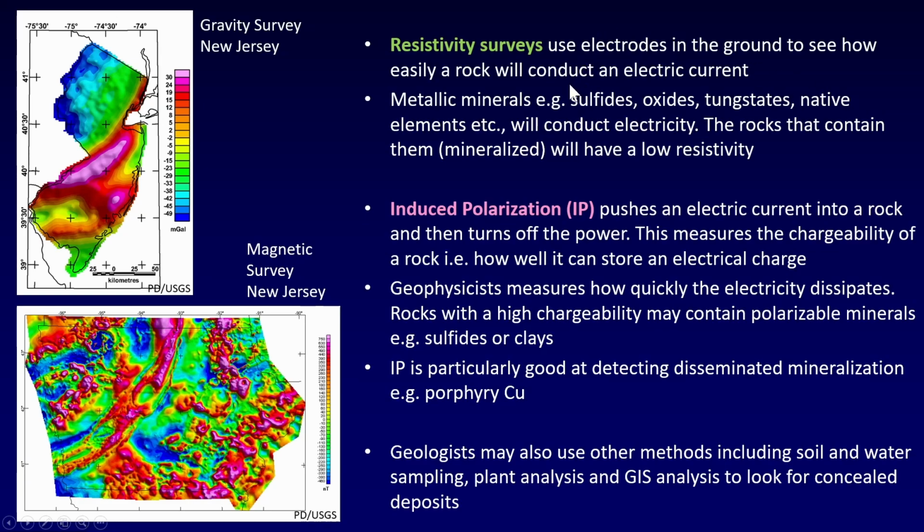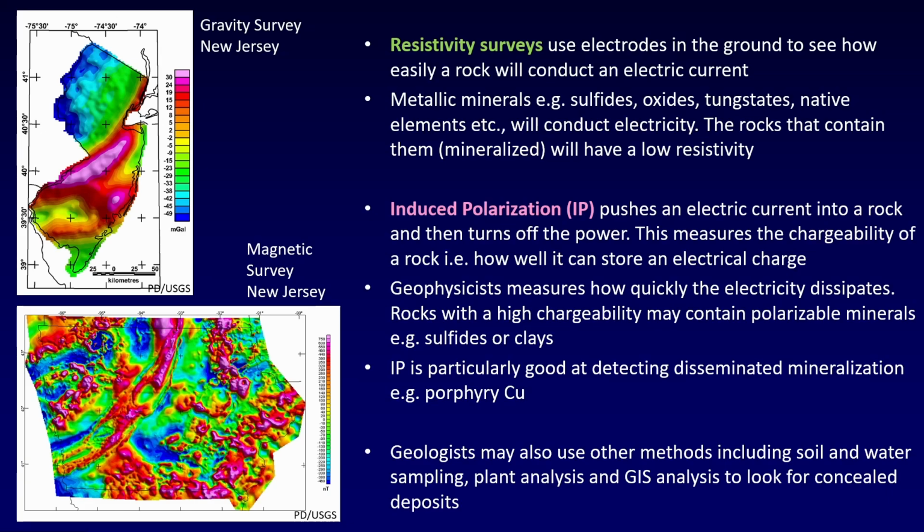So another type of survey that can be used is called a resistivity survey. And a resistivity survey essentially uses electrodes in the ground to see how easily a rock will conduct an electrical current. So if your rock contains metallic minerals, so sulfides or oxides, tungstates, native elements, those minerals are really good at conducting an electric current. So the resistivity will be quite low because the electric current will flow through those rocks very, very easily.